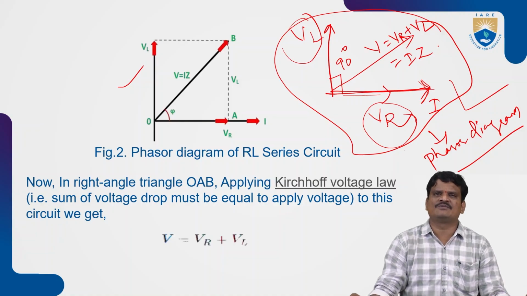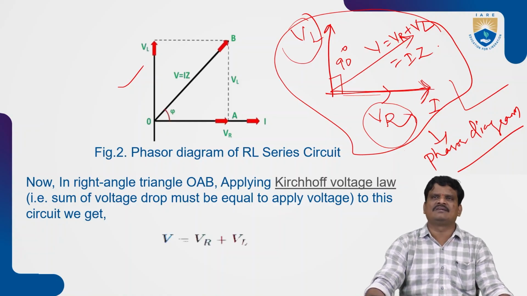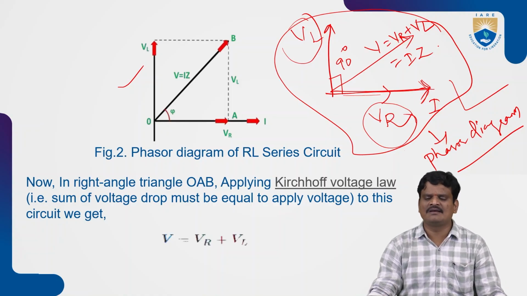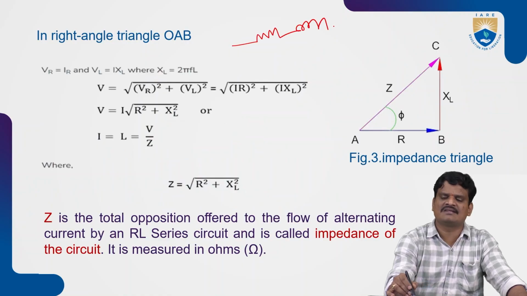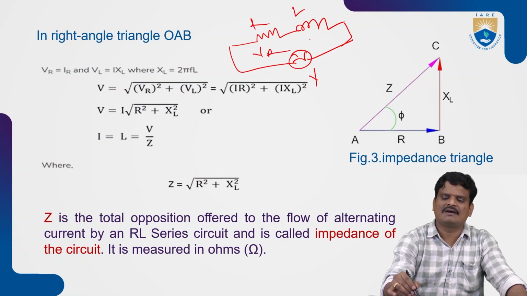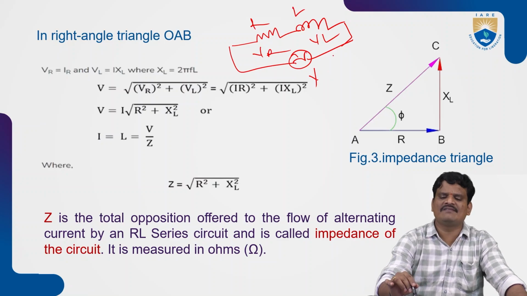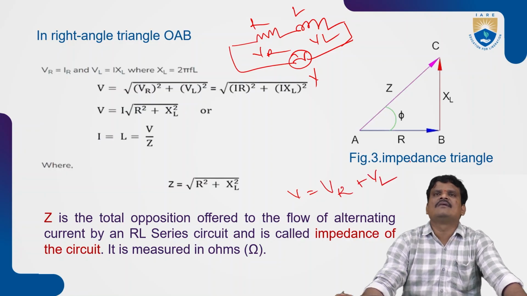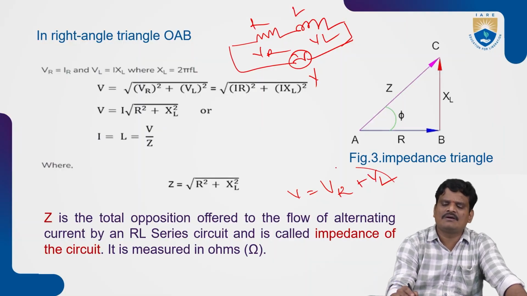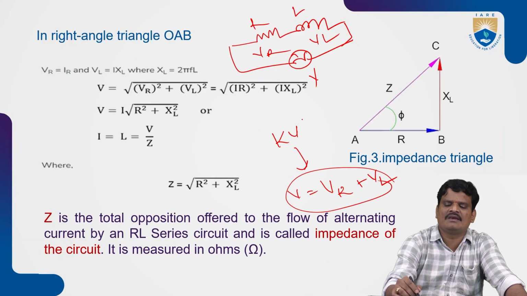Now I want to derive the expression for the impedance that is observed in a series circuit. For that, I am going to apply KVL. So what is the circuit we have considered? A series RL circuit where an AC voltage is given, with drops VR and VL. By applying KVL in this loop, the sum of the voltages applied equals the sum of the voltage drops across the elements, that is, V equals VR plus VL. How did I get this expression? By using KVL.